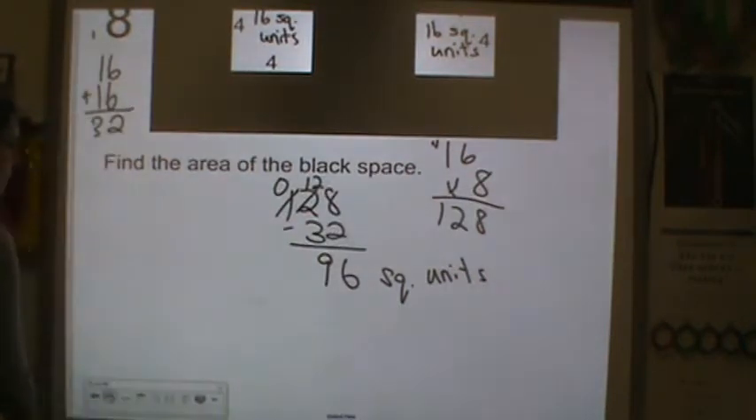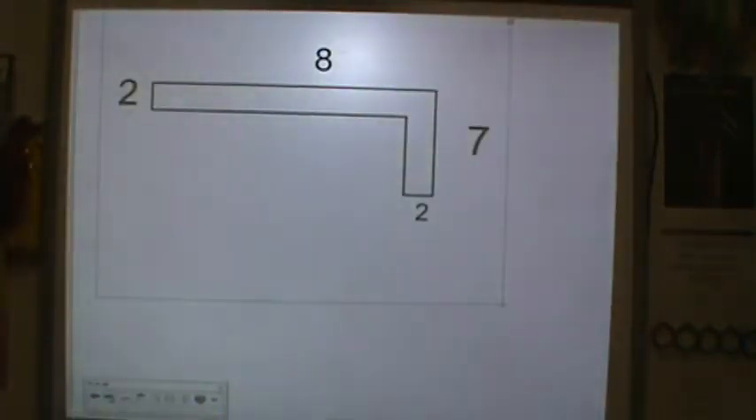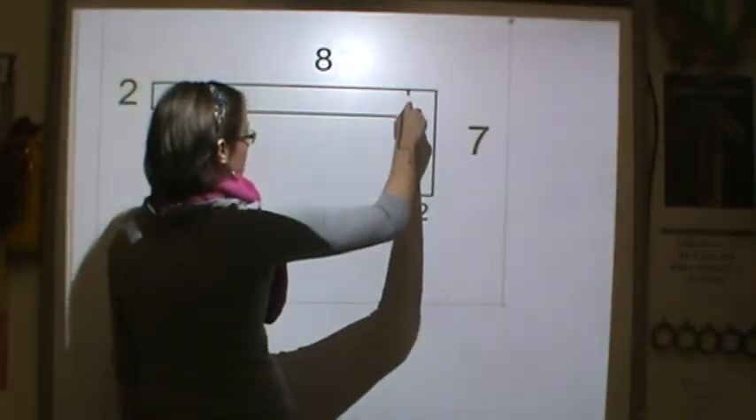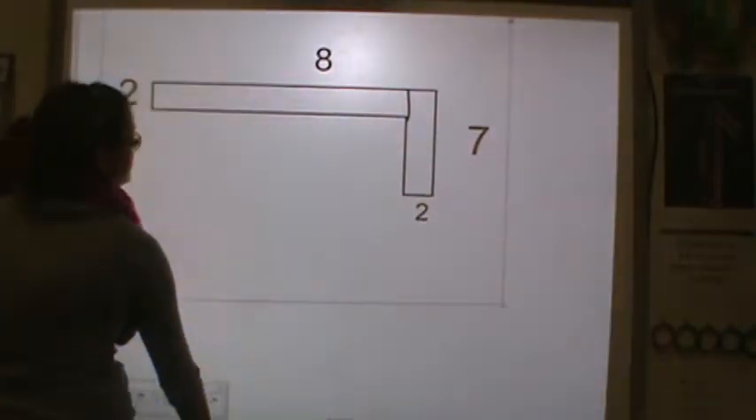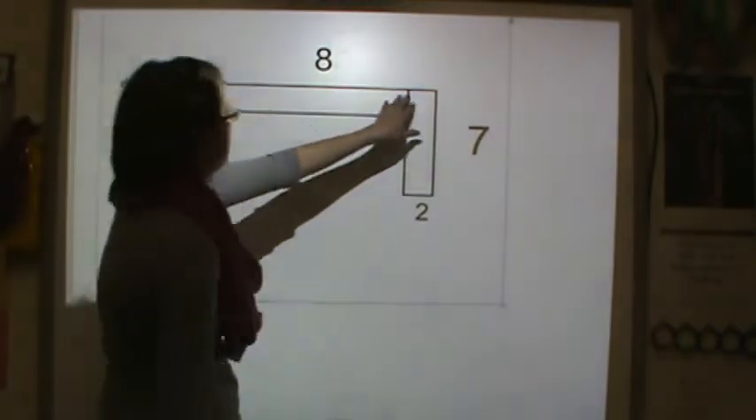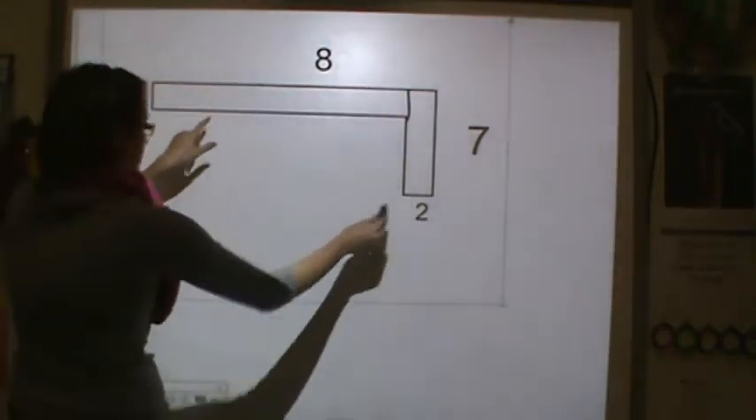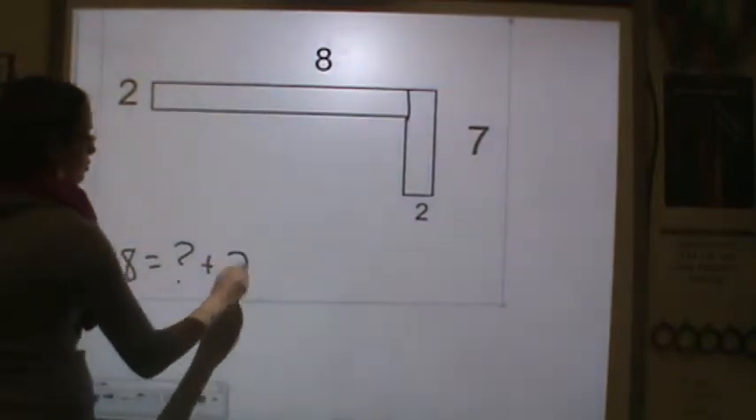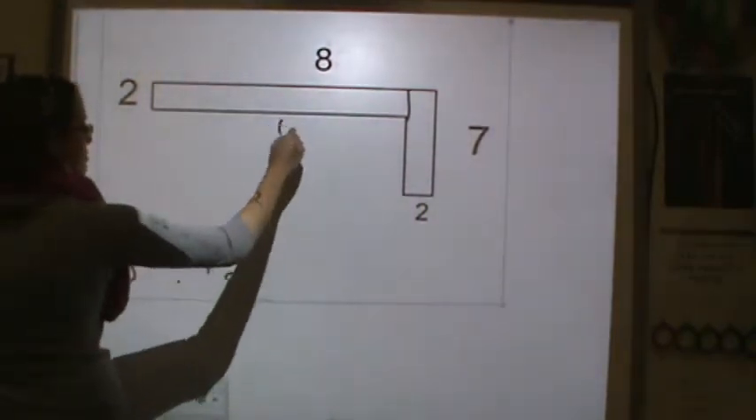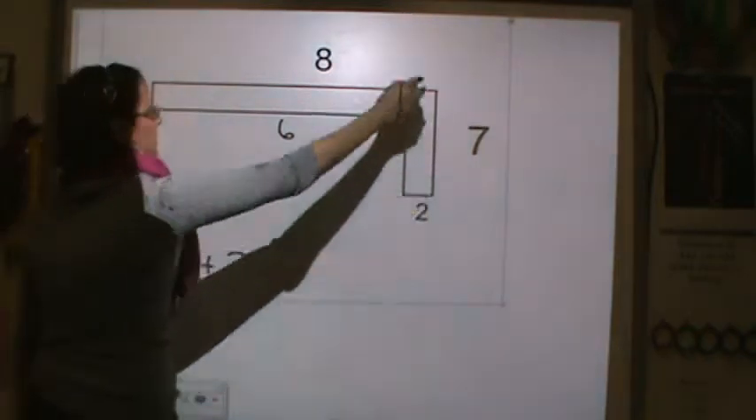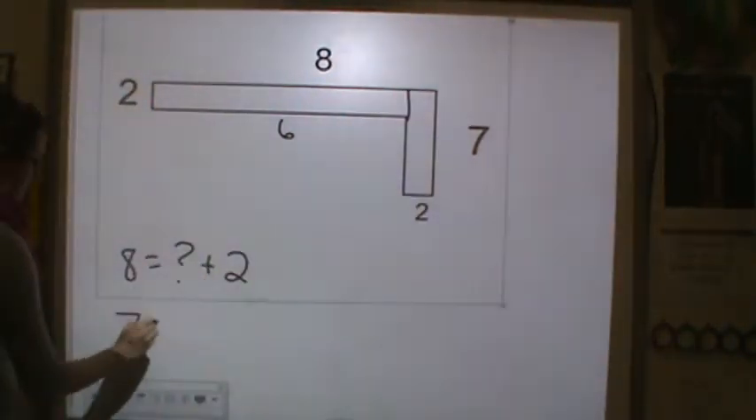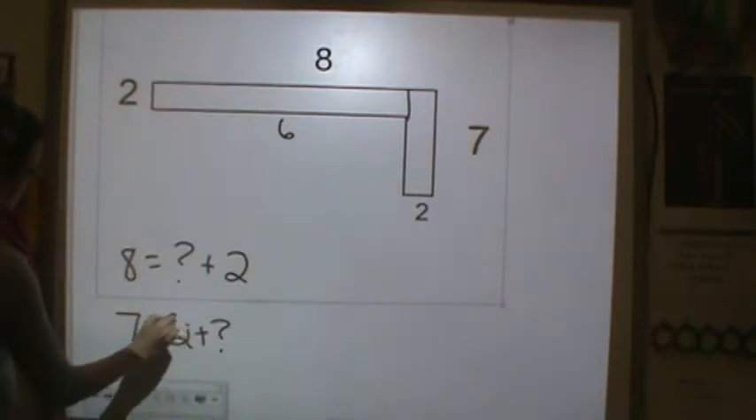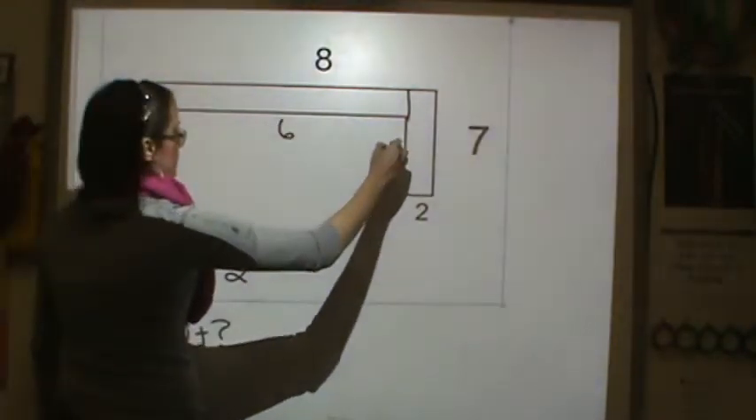All right? And here's our last problem. First, we need to break our shape. So I'm gonna break it right here. Going to find all of the sides. I know my big long side is equal to my two short sides, so 8 is equal to something plus 2. So that something has to be 6. All right, my big long side is 7. So 7 is equal to 2 plus something. Well, that means that this right here is 5.